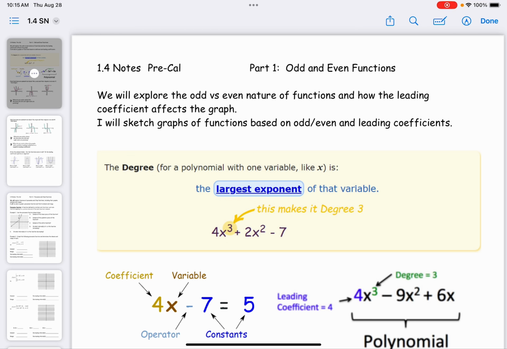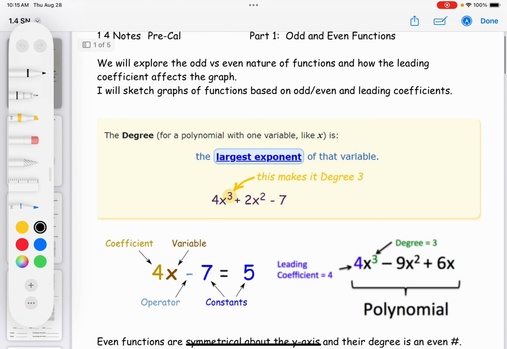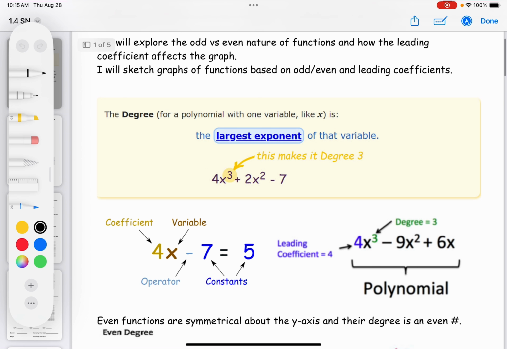I'm going over part 1 of the 1.4 notes. 1.4 is all about odd and even functions, piecewise functions, and step functions, just different types of unique cases. This video specifically is going to talk about odd and even functions. So we're going to talk about the nature of the functions and how the leading coefficient affects the graphs. We're also going to learn to sketch them.